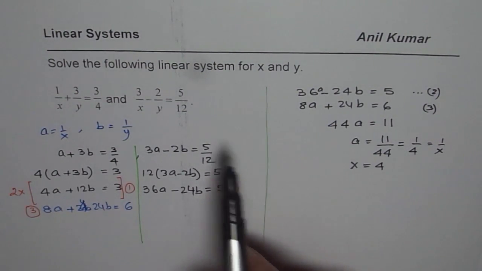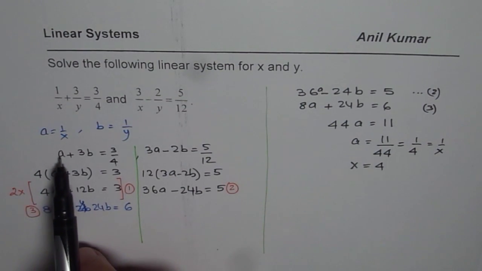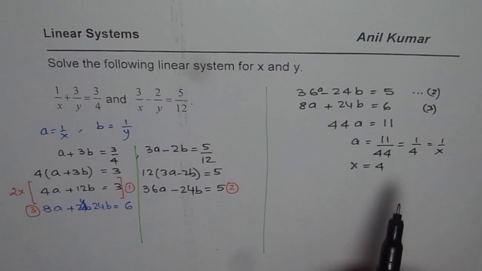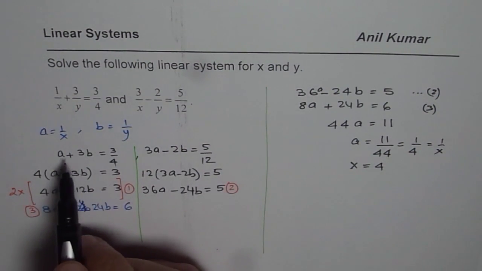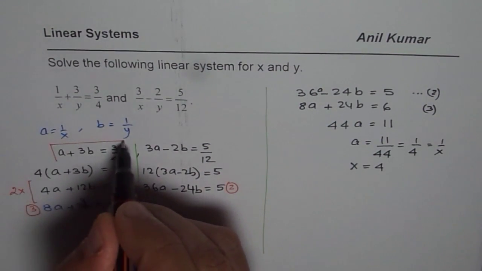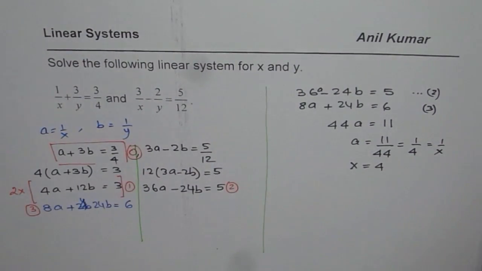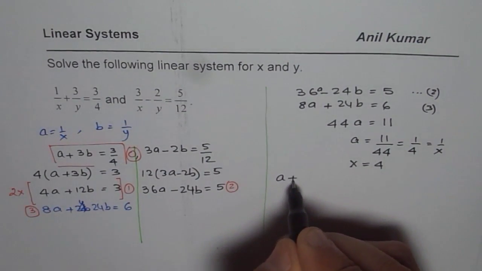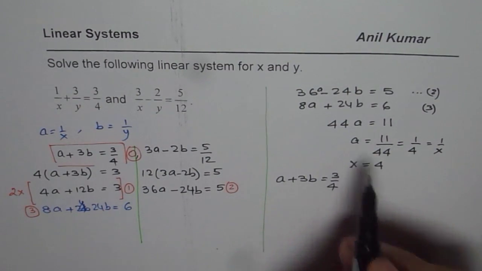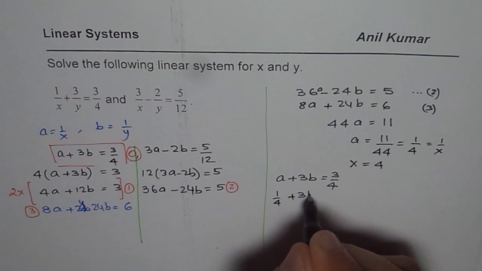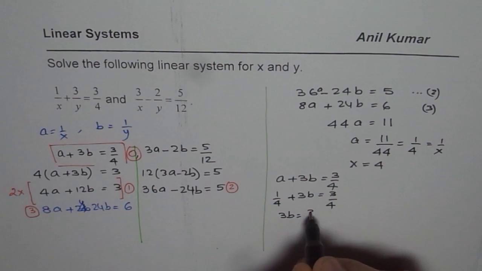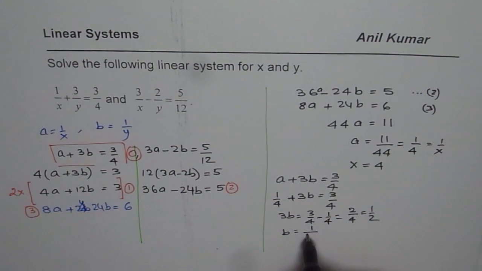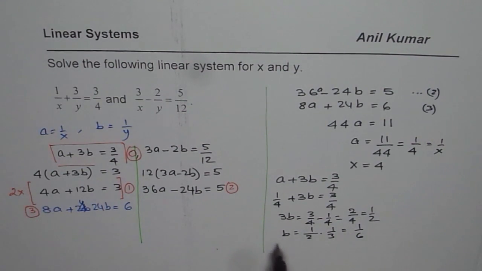Now let us find y. To find y, we will first find what b is. We can use one of the previous equations, substitute a, and then find b. Let me use the very first one. I didn't number it, so let this be equation number 0. In that equation, I will substitute a as 1 over 4. So I have a plus 3b equals 3 over 4, and substituting, I get 1 over 4 plus 3b equals 3 over 4, or 3b equals 3 over 4 minus 1 over 4, and that is 2 over 4 or half. So b equals 1 over 2 times 1 over 3, that is 1 over 6. So we get b as 1 over 6.